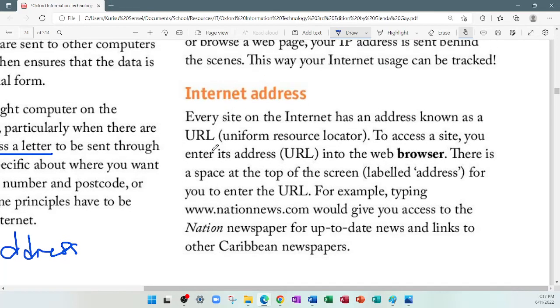All right. So we just talked about the internet address. The internet address is also called the URL. So that domain name is also called the URL, which is the Uniform Resource Locator. So when you type in www.nationnews.com, that is the URL for that particular website, that address there.